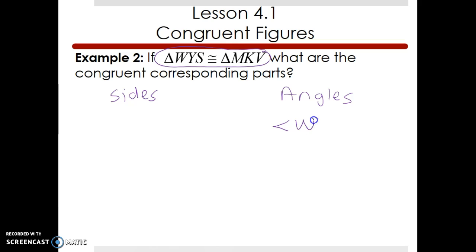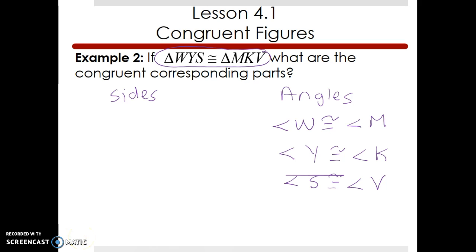Angle W matches up with M. It's in the same position, so it's going to be congruent to angle M. Angle Y is going to be congruent to angle K because they're in the same position. And angle S is going to be congruent to angle V.